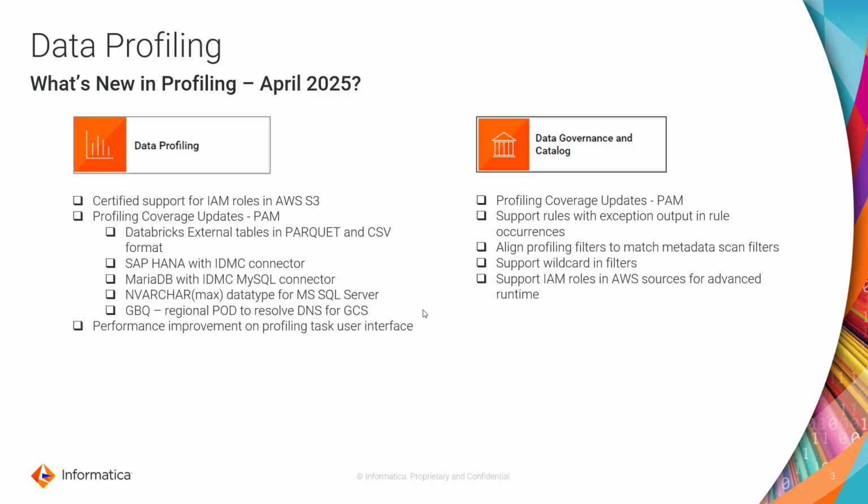For profiling inside the catalog, I'll give you more details on the coverage plan in the next slides, but also we are supporting rules with the exception output in rule occurrences. We aligned the profiling filters to match the filters on the scanner because they were a little different, and also we are now supporting wildcarding filters. Also, we added support for IAM roles in AWS sources for advanced runtime.